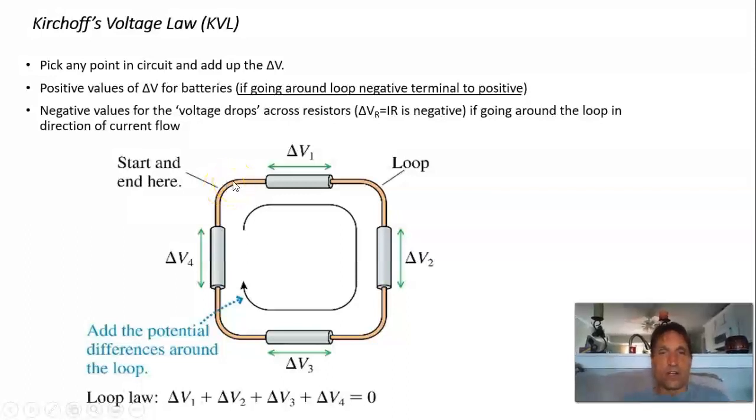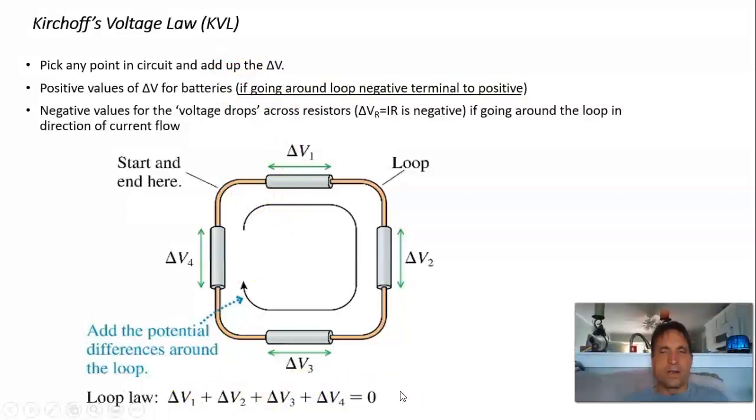So let's just go clockwise, okay? And we find the potential difference, delta V1, across the first component. We find the second one, delta V2, the third one, delta V3, the fourth one, delta V4. Kirchhoff's voltage law, or the loop law, as your author refers to it, says that all of these potential differences must add up to be zero.